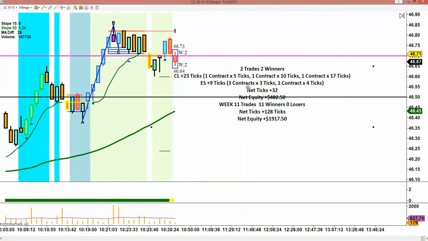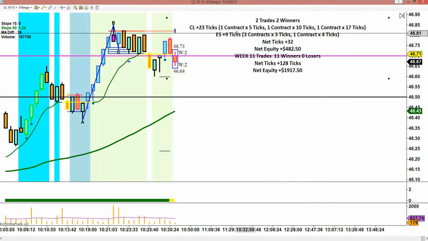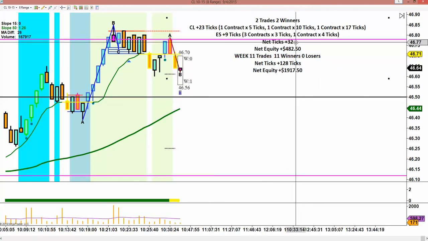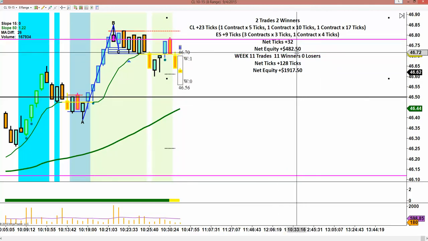For the morning, 2 trades, 2 winners, crude 23 ticks. One contract at 5, one contract at 10, one at 17. The ES, I called the trade very conservatively. 3 off at 3, 1 off at 4. Net ticks 32, net equity $482.50.